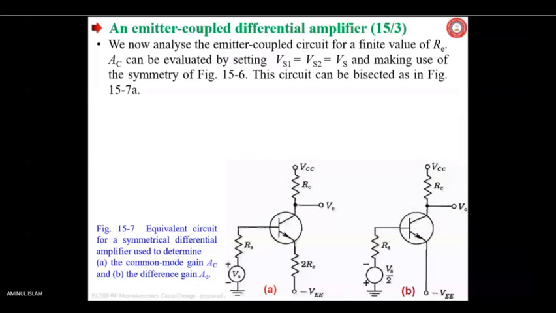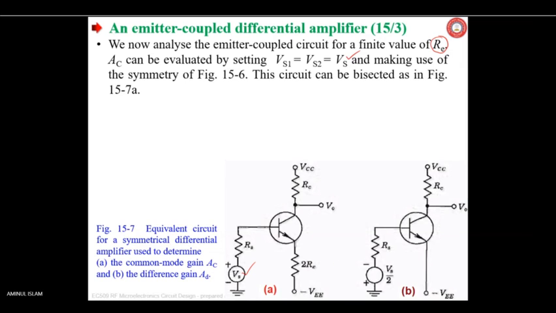Now we are going to analyze for RE finite. The AC common mode voltage gain can be evaluated by setting VS1 equals VS2 equals VS, so both signals have the same value. And making use of the symmetry, the circuit can be bisected as shown here.